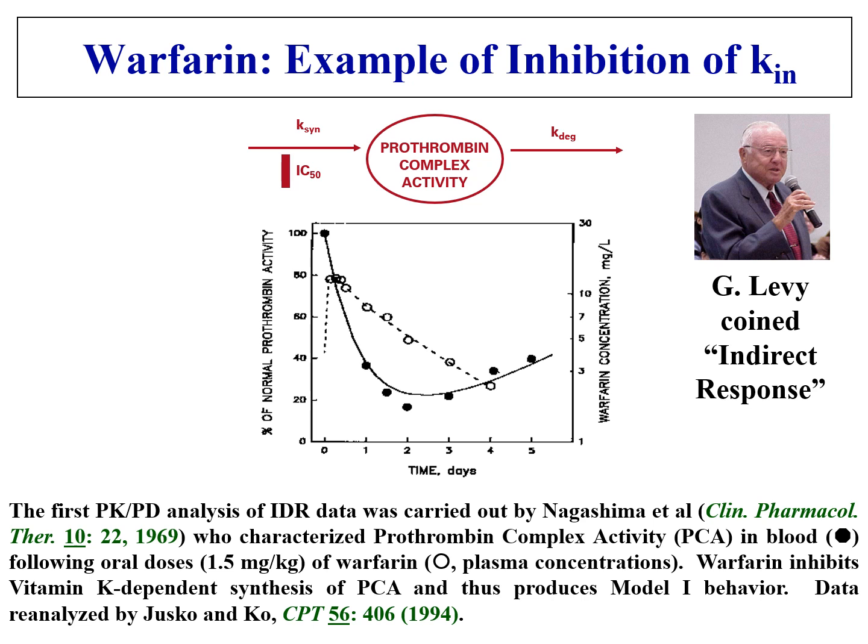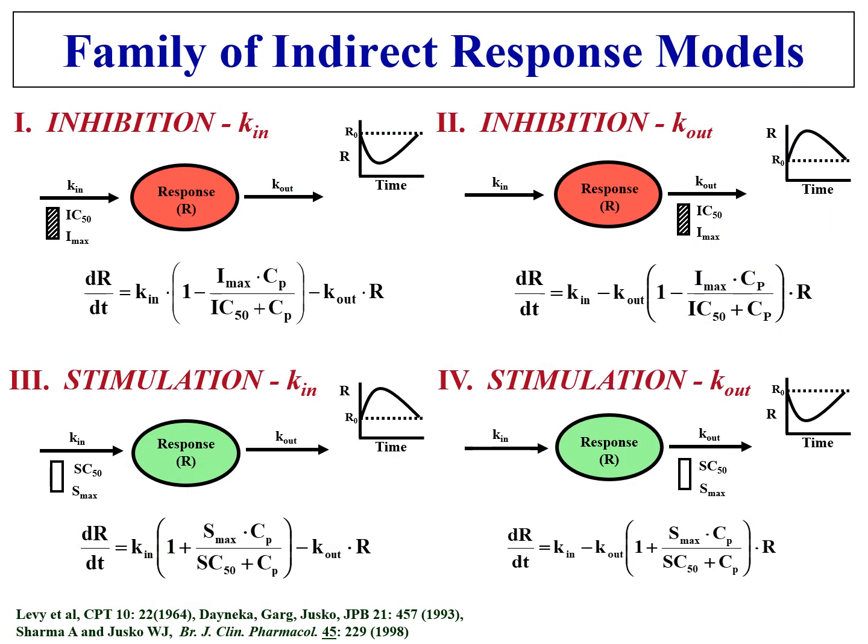So this idea of indirect responses, meaning the drug is acting either on a production process or a loss process, on one or the other side of a turnover process, led to our generalization that indirect response models apply to a wide array of types of situations. So this slide is showing 4 basic indirect response models. Model 1 is inhibition of K in. Model 2, inhibition of K out. Model 3, stimulation of K in. Model 4, stimulation of K out.